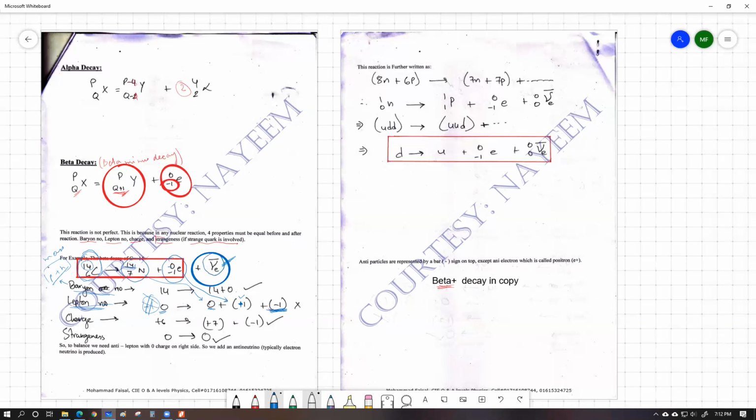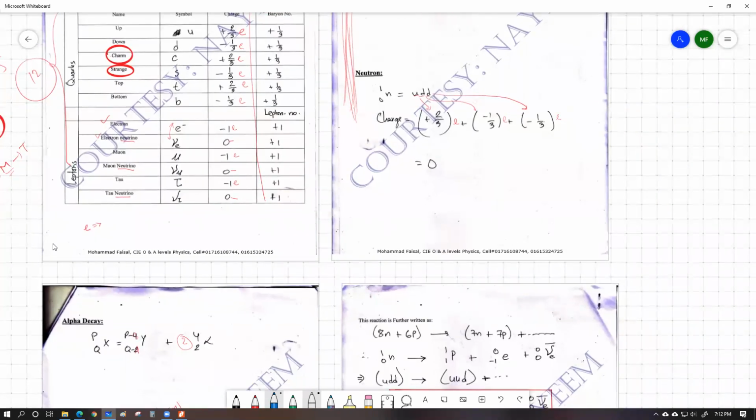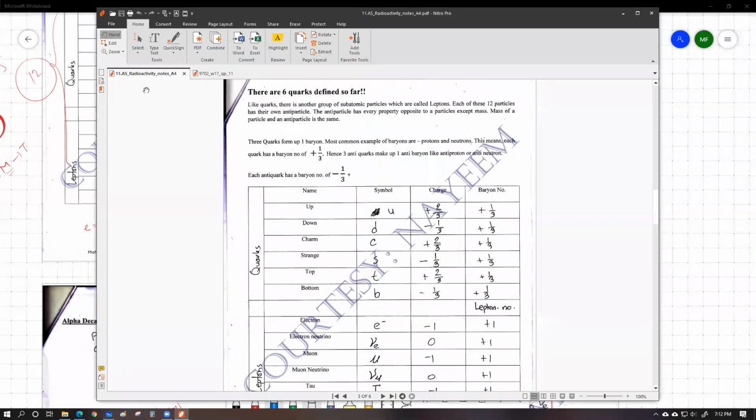Have a look. This is the symbol for neutrinos. Let me just take you back to the table. The symbol for neutrino is the small nu. This is gamma, and this is small nu. Let me just show you the difference in type.